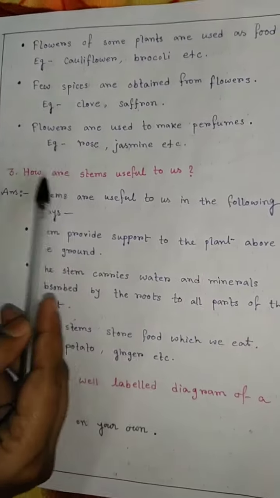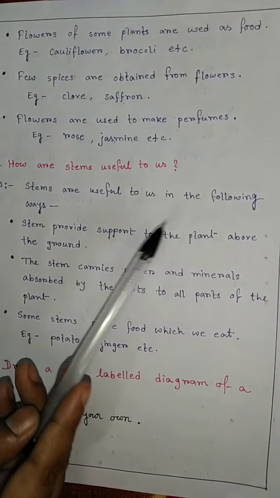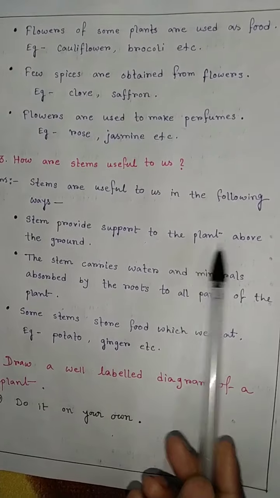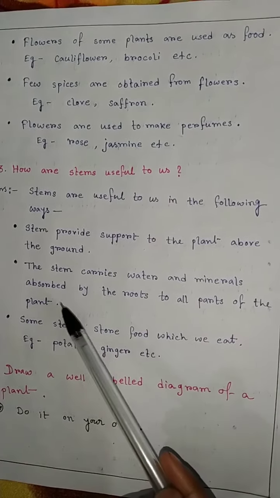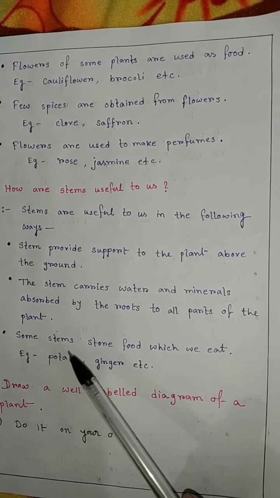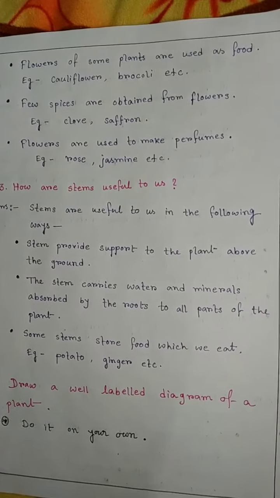Question 3. How are stems useful to us? Stems are useful to us in the following ways. Stem provides support to the plant above the ground. The stem carries water and minerals absorbed by the roots to all the parts of the plant. Some stems store food which we eat. Example, potato, ginger, etc.